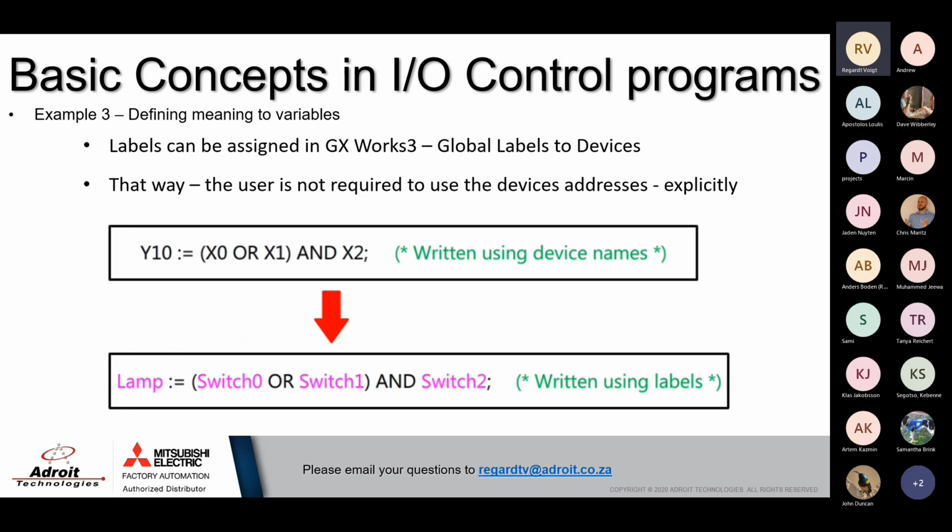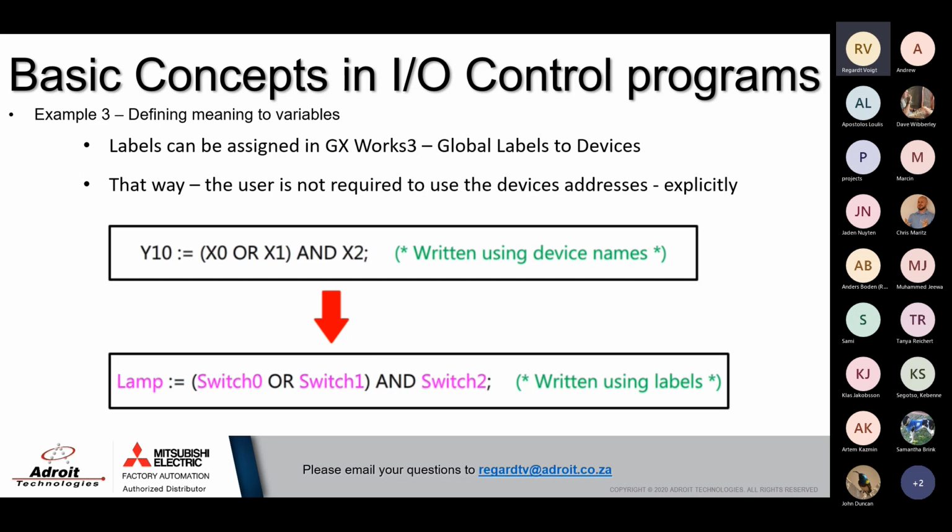Right, continuing with the IO control. There are ways to define variables. Your global variables need to be defined for user simplicity purposes, and for fault finding purposes, documentation purposes, and so on. In this case, your lamp would be your Y10, your switch 0 would be your input 0, switch 1 would be input 1, and switch 2 would be your input 2.